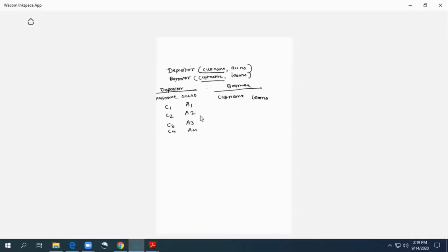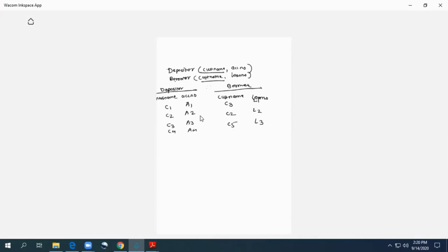In borrower, some customers are there, assume C3, then C2, C5. These are the three customers in the borrower table with the loan numbers L1, L2 and L3, right? So if you want to retrieve all the customers who are depositors in the bank, borrowers in the bank, or both in the bank, then with the help of select query and union operator you can solve this query.